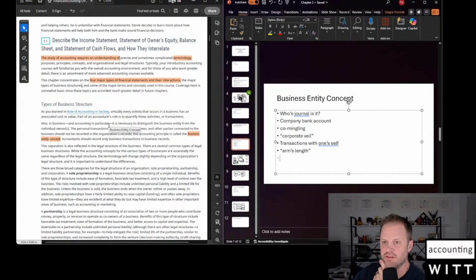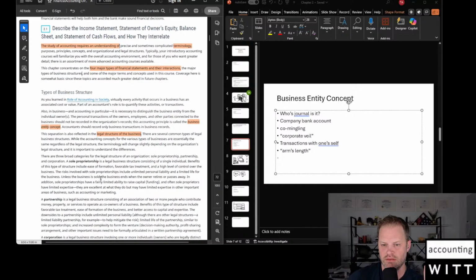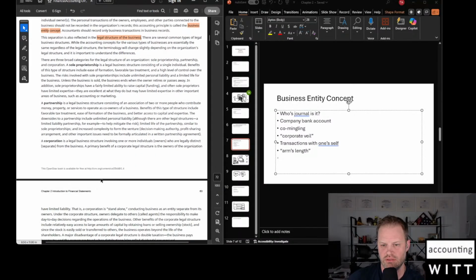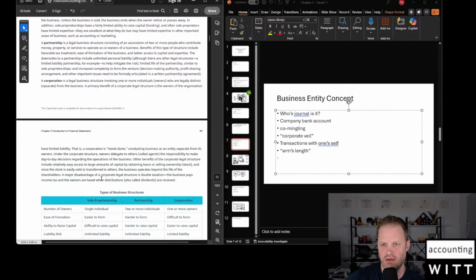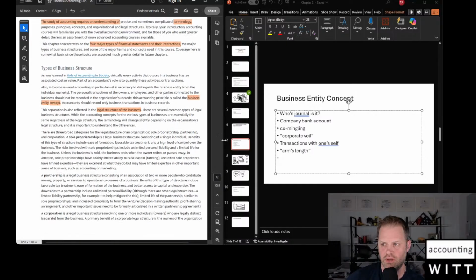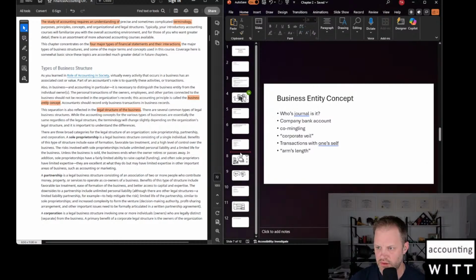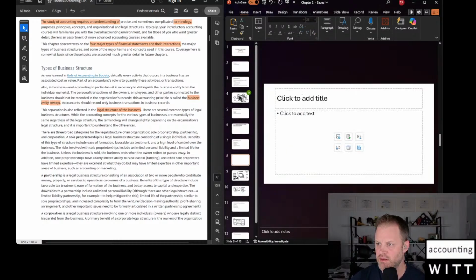Okay, so how does the book dive into this concept? So legal structures. I don't want to get into legal structures until we really understand this business entity concept. So these are getting into structures. Okay. So I don't want to get into the legal structures yet. Let me make a place for that.